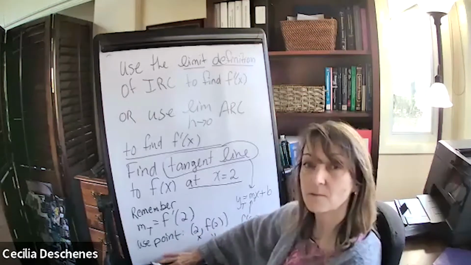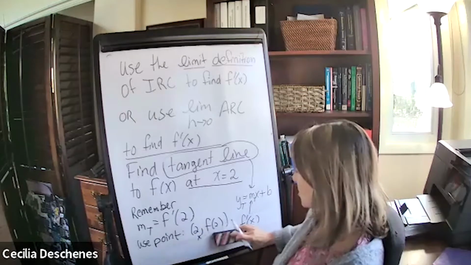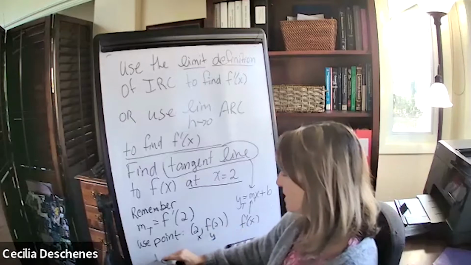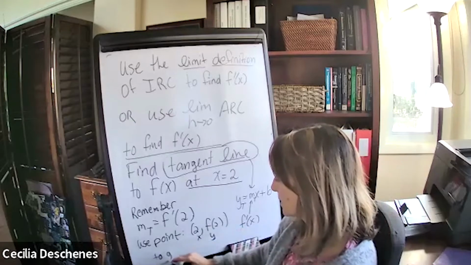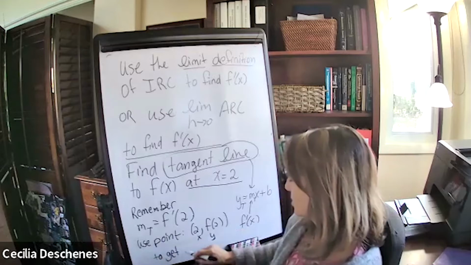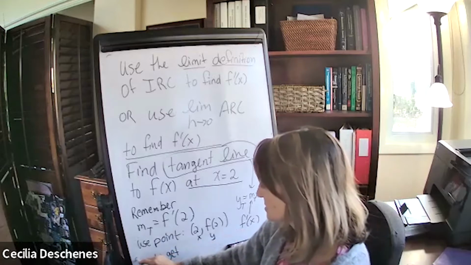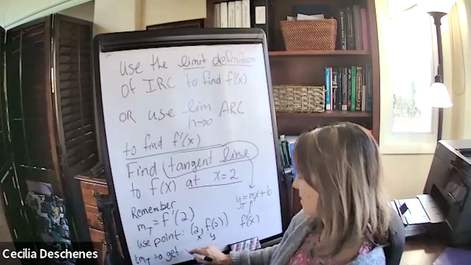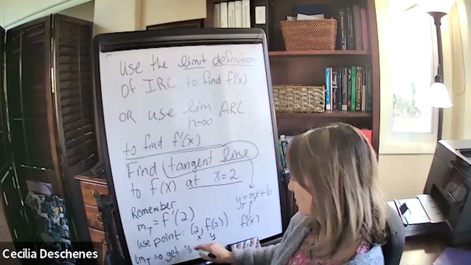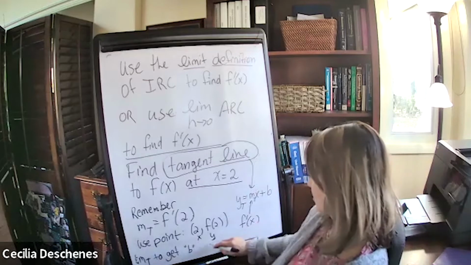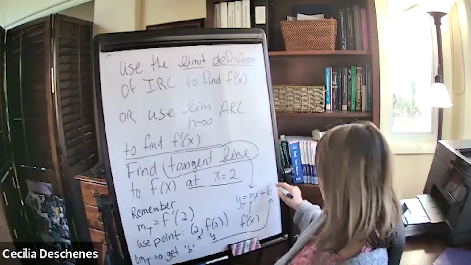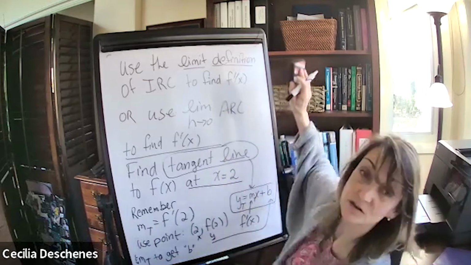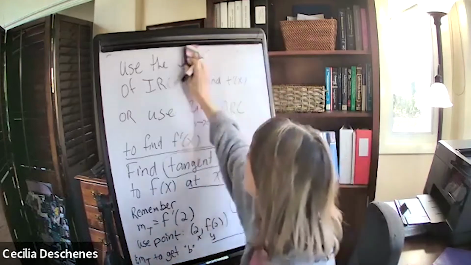Remember, if you have a slope and a point, you can always get the y-intercept and get the equation of the line. Use the point and the slope to get the b. So we want to use that to get this b over here, and then we would have the equation of the tangent line. So let's actually do an example.